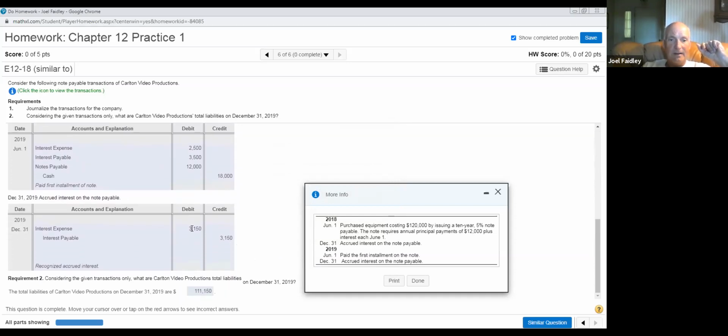All right, so we go down here to the last entry for December 31, and there's my interest payable for those 7 months. And then it says down here, what's the total liabilities at the end of the year? Well, you got $111,150. That's the $3,150 interest payable on your balance sheet, and the other $108,000 is your note payable. So you got a note payable, long term, and then you got this interest payable, which is actually short term. Of course, this whole chapter is about long term liabilities, but here's a case where you got a current liability or short term liability as well. All right, so that's practice set 1.